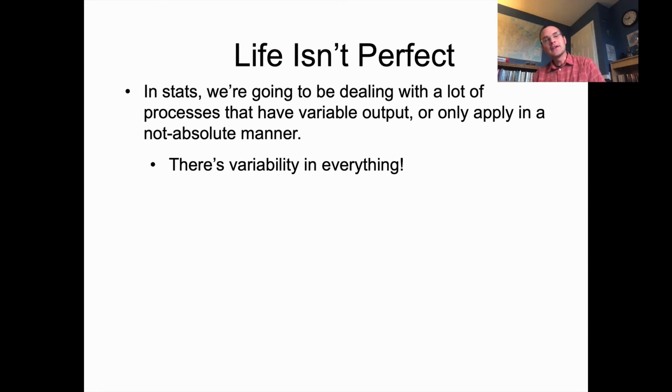And lucky us, this is where stats comes into play, because it's a tool we can use in these more ambiguous situations to try to draw inferences from imperfect data about what might be going on underlyingly in different groups or different populations. So in stats, we're going to be dealing with a lot of processes that have variable output, or maybe only apply in a not absolute manner. And one other moral I want you to keep in mind, and this is true if you're a phonetician or any sort of experimental scientist, is that there's variability in everything.